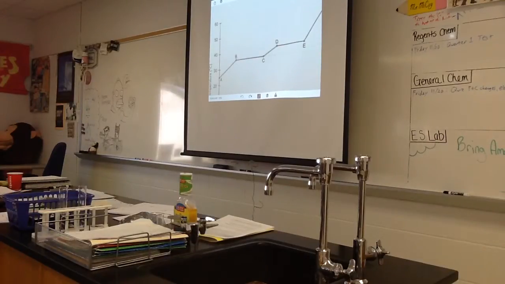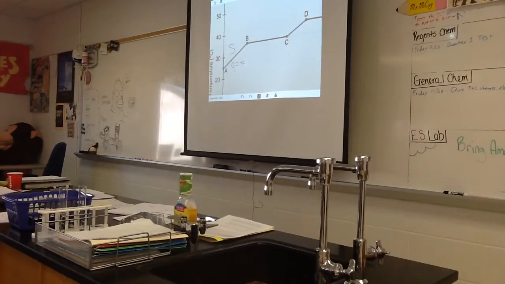Morgan. So she's labeling AB. Who wants to do BC? Mackenzie? Alright, so she said AB is a solid and you would use Q equals MC delta T. Very good.